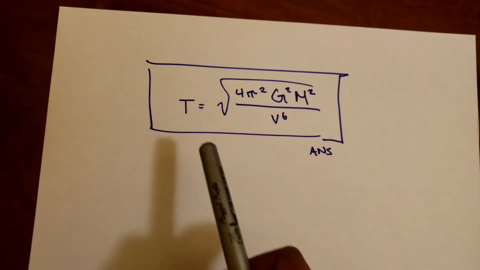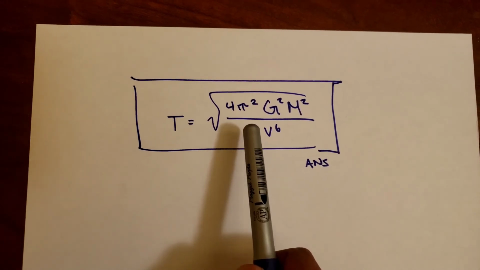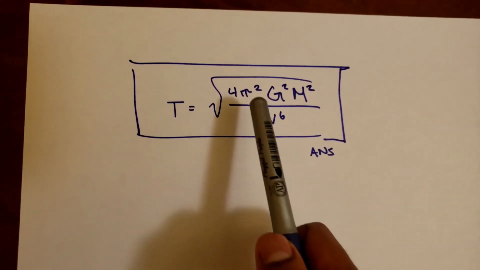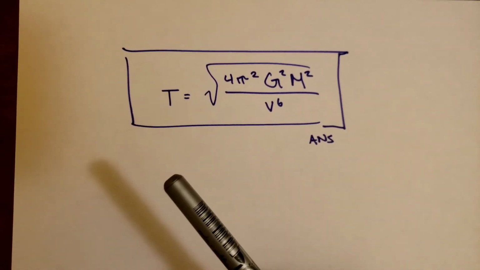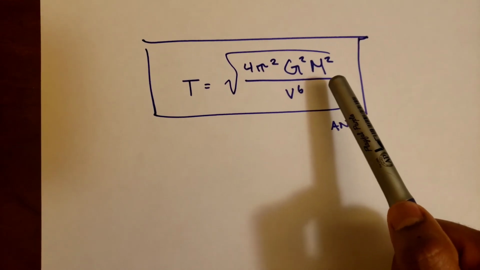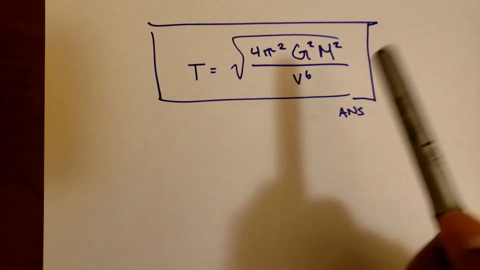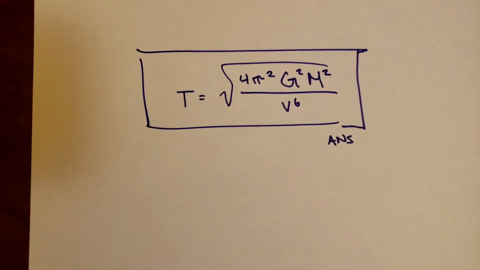We know it's the answer because we have what we want, period, written in terms of only known values. So everything on this right side of the equation is known. G is the gravitational constant, which is given. M is the mass of the Earth, which is a known value, and v is given in the problem as 5,500 meters per second. So yeah, that's it.